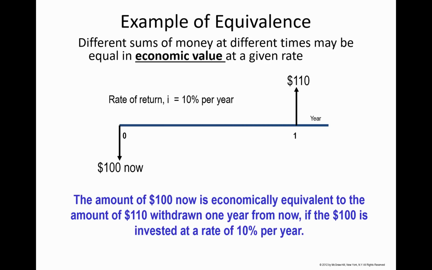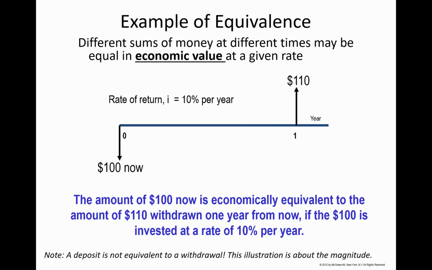So in this diagram, what we're saying is that $100 now is economically equivalent to $110 withdrawn in a year if it's invested at 10%. Okay, so hopefully this makes sense. Anybody have questions so far regarding this discussion of equivalence?